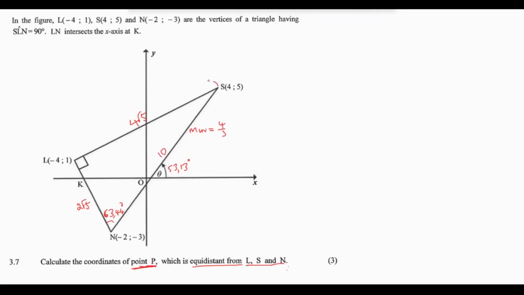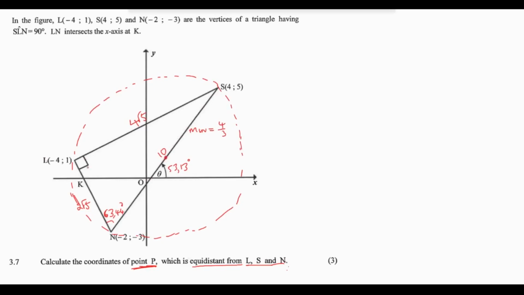So let's draw a circle here. It's not going to be perfect, but just to have a picture. Right, this is the circle. If P is the center of the circle, it must be on SN. Do you agree? It must be on SN. Why am I saying that?